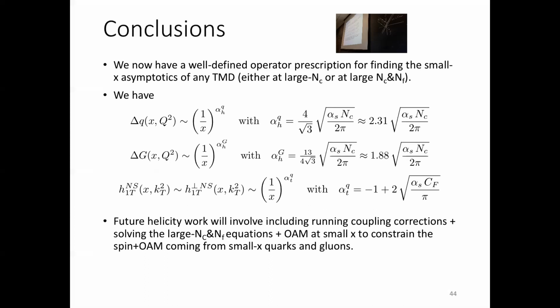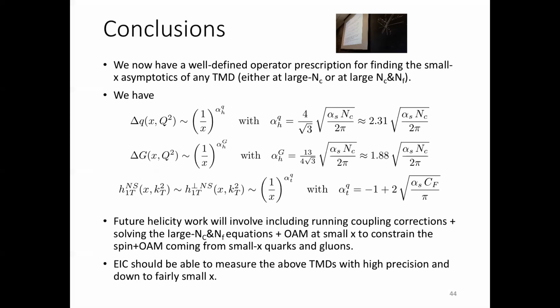One can ask the same questions about other TMDs. So Yoshi and I are currently looking at OAM at small x, what happens to it in the same framework. But take your favorite TMD, follow our prescription, and you can derive the small x asymptotics of it as well. And since we need to have an EIC connection, of course, this is all very much related to what the EIC can measure and hopefully will measure and constrain. All right, thank you very much. Okay, thank you.